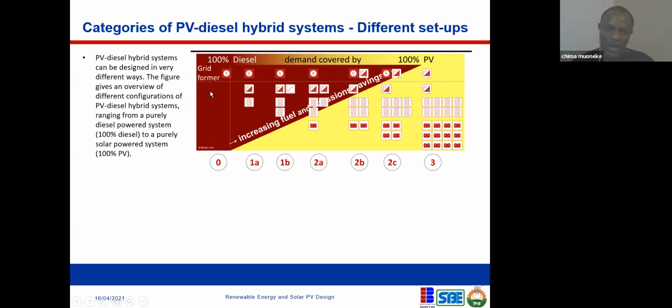So your design will fall somewhere along this path. But for the purpose of this training, we are going to focus on A1. We're going to focus on this A1 category, where your solar installation does not exceed your base load.